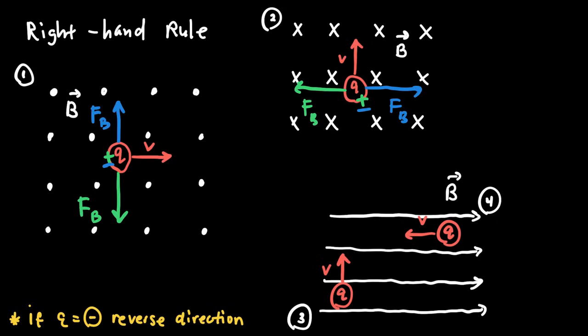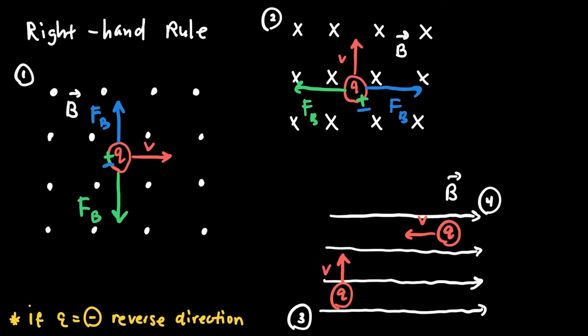Lastly, let's talk about numbers 3 and 4. For number 3, the velocity is toward the top of the screen, so my fingers point toward the top of the screen. The magnetic field is to the right, so now my fingers should be curling to the right. Right now, with your fingers toward the top of the screen, your palm is probably facing downward, and now you need to rotate your hand so that your fingers can curl to the right.